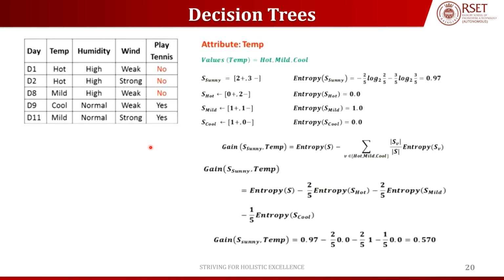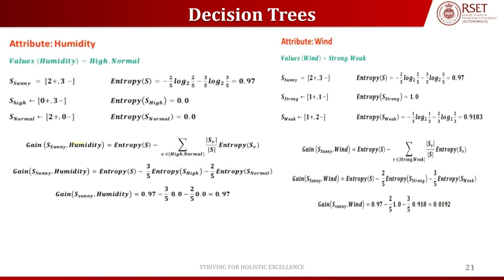So in that case we got 0.97, that is a perfect gain. And next is for temperature, we are getting a value of 4.57, that is again a good gain, but it is not as good as humidity. And next is for wind. For wind we are getting 0.192, that is a very low gain.